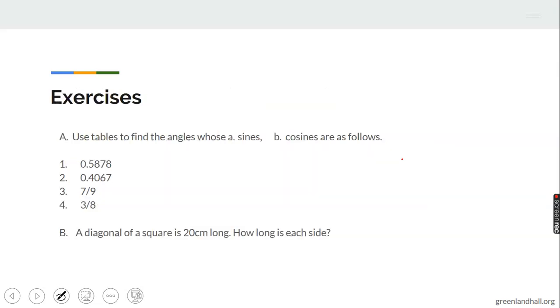Now, these are the exercises that I have for you. Use your table to find the values of the angles: 0.5878, 0.4067, 7/9, 3/8. Then the latter part of it: a diagonal of a square is 20 centimeters long. How long is each side?